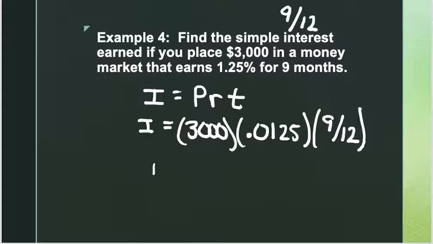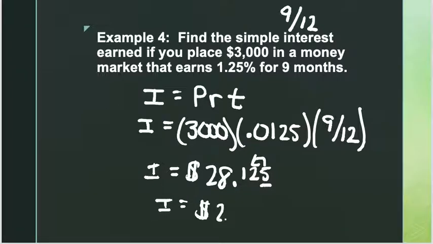And then you can immediately take that in your calculator and take 0.75 times 0.0125 and times 3,000. And that gives us a total value of $28 and then we have 0.125. So notice, if we're talking money here, we're not going to round this to the nearest thousandths. So this is going to round up. So our interest will be $28.13.